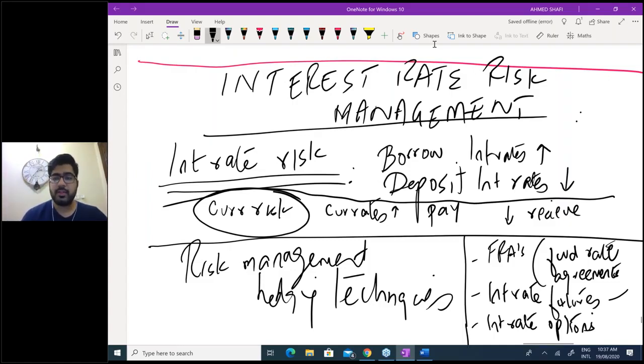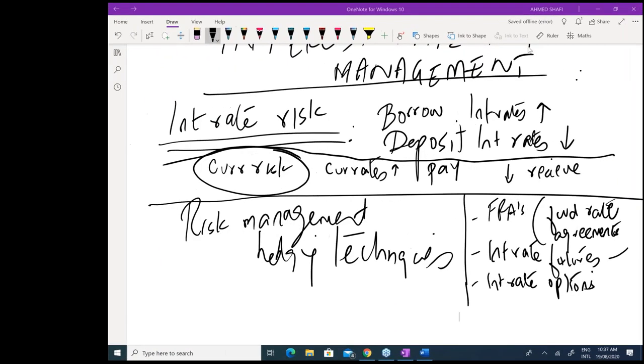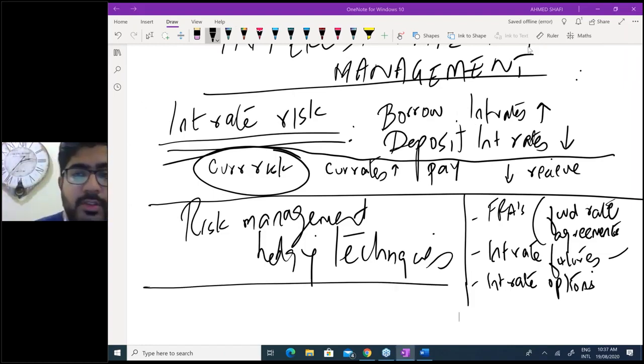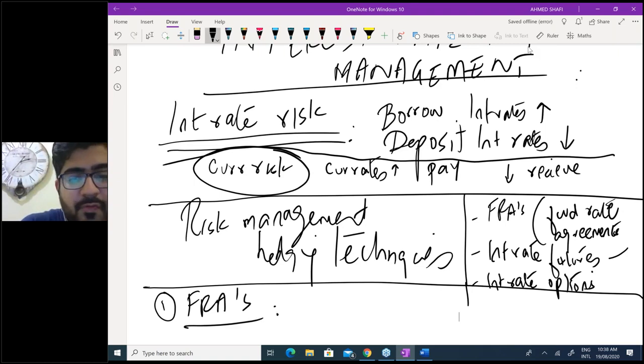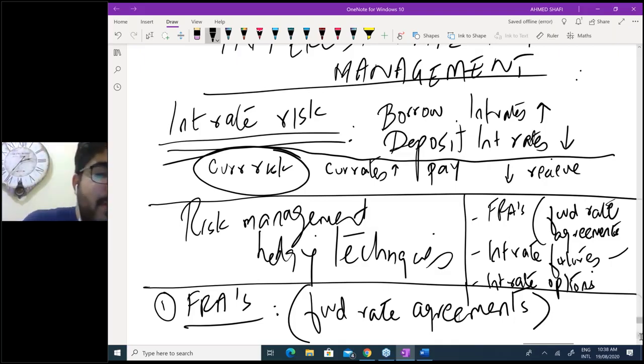Okay, so let's start. To minimize or manage interest rate risk, there are three techniques called FRAs, interest rate futures, and interest rate options. Okay, let's start. FRAs. Now, FRAs stand for forward rate agreements. Okay, what are FRAs or forward rate agreements?